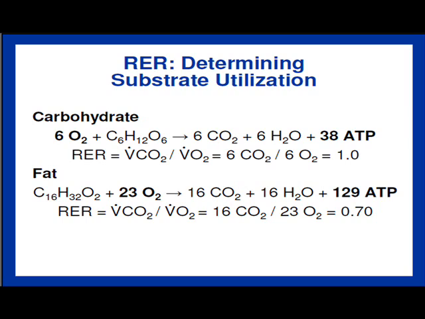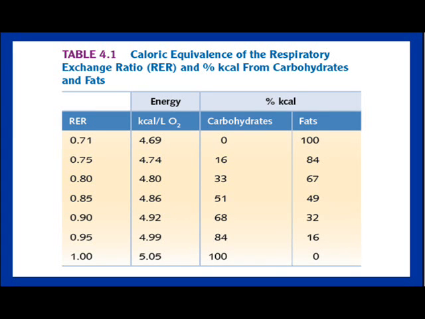So for carbohydrate, VCO2 divided by VO2, we get 6 moles of CO2 divided by 6 O2s, which gives you an RER of about 1. This is just an example. For fat, VCO2 divided by VO2 is 16 CO2 divided by 23 O2s, which gives you an RER of about 0.70. So when you're burning fat, your RER is lower. RER during exercise in particular gives us an idea of the predominant substrate that you're using, and again the computer will churn this out in real time for us. As your exercise intensity increases, your RER is going to increase.